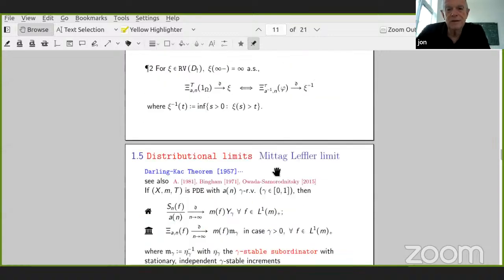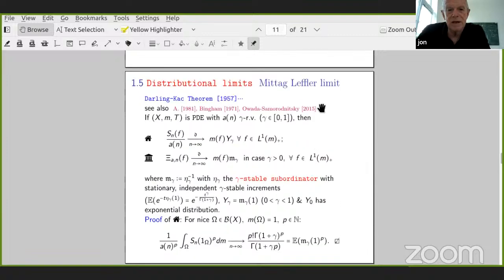Okay, so the next thing is the most famous distributional limit for infinite measure, the Mittag-Leffler limit distribution. In fact, I once gave a talk about this distribution at the Mittag-Leffler Institute, and the hosts told me that Mittag-Leffler was not a probabilist. They were very careful to point that out.